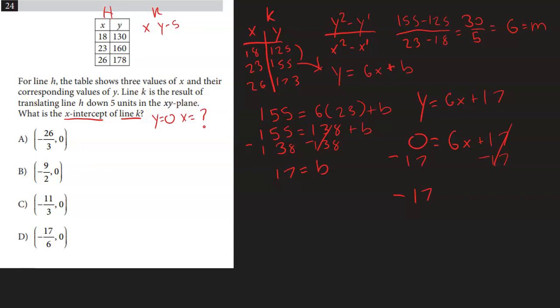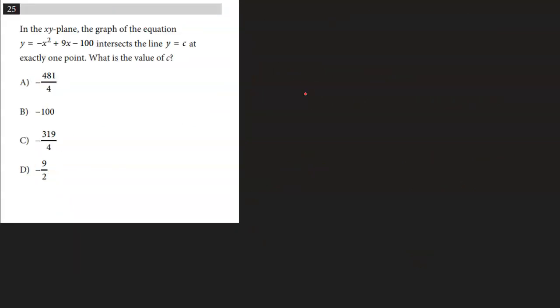We'd have negative 17 equals 6x. Divide that by 6. We would have negative 17 over 6 equals x. And so putting that in this, we would put 17 over 6, comma, 0. And luckily enough, that is answer D.